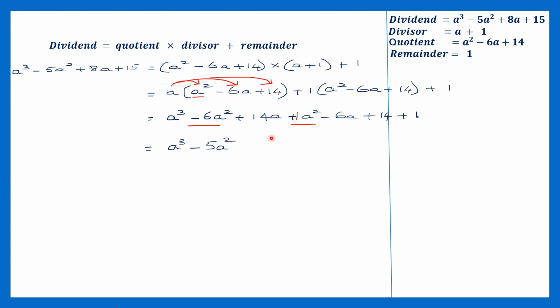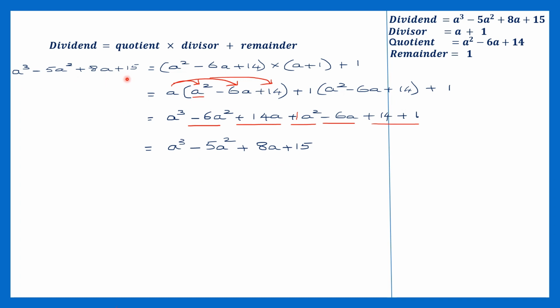Now let's look at a. Here we have 14a and here we have minus 6a. So let's work on plus 14a minus 6a. So signs are different. Put the sign of the bigger number and subtract. 14 minus 6 is 8. 8a. Then we have the numbers plus 14 plus 1, that is 15. So plus 15. So now on the right hand side we have this.